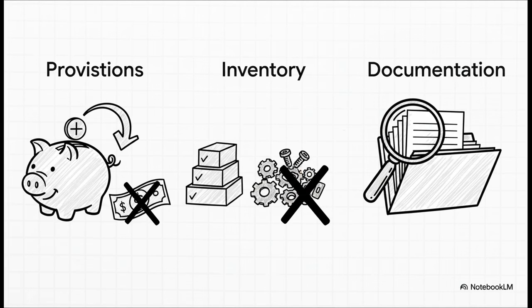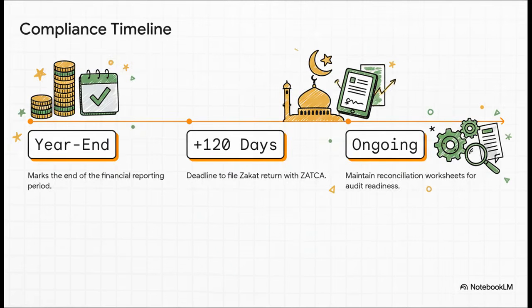And finally, the golden rule of all finance. Document everything. You have to be able to justify every single adjustment you make. From a practical standpoint, you've got to remember your deadline. You must file your Zakat return with ZATCA, that's the tax authority, within 120 days of your financial year end. And your work isn't over then. You should always keep detailed reconciliation worksheets ready, just in case of an audit.